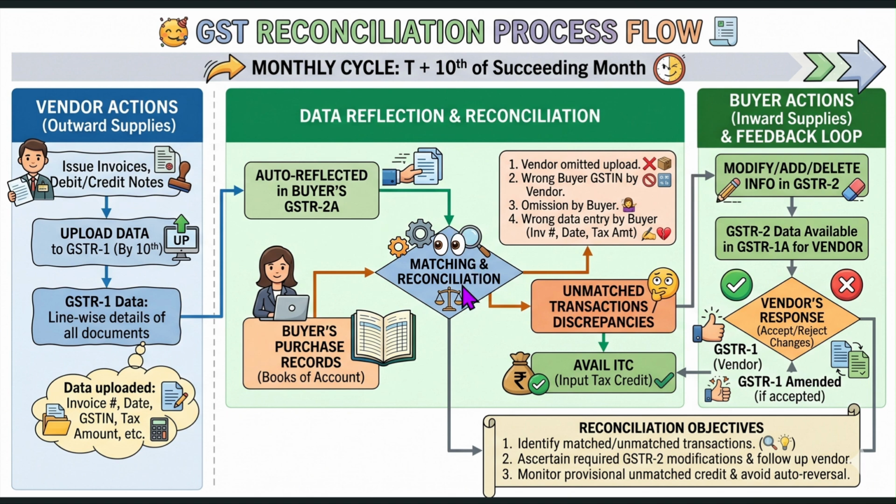Now when we do the reconciliation, the fields that are matched are your document number, amount, tax amount, GST number, etc. If everything is matched, then you can get the input tax credit. If there is a mismatch, there is an error, and that error could be that they put in the wrong data: they put the wrong GST number of yours, the wrong date, invoice number, or tax amount in their GSTR-1. So this is the GST reconciliation process.